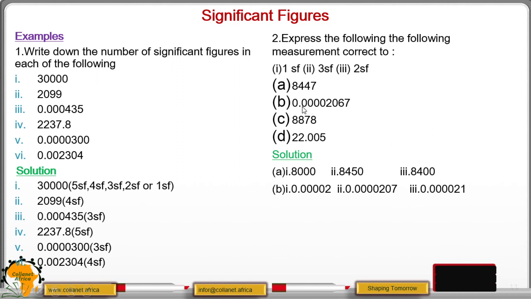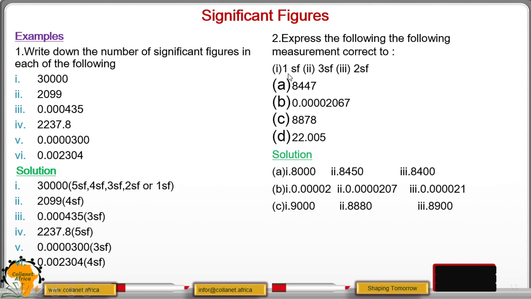Then to 2 significant figures, again, you count 1, 2. You look at the third digit, which is more than 5. So you add 1 to the previous digit. It becomes 2, 1. So it becomes 0.000021. Then from there, we move to the third one.